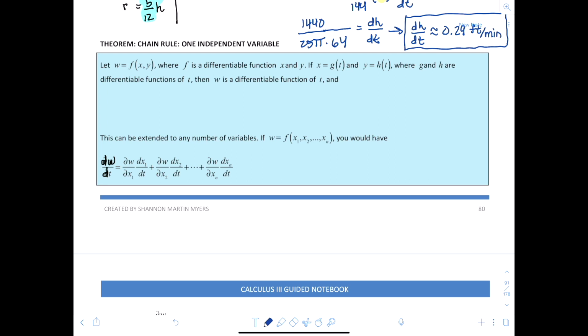Theorem, the chain rule for one independent variable. So let's say you've got w equal to some function f of x and y, where f is a differentiable function of x and y. If x is equal to g of t and y is equal to h of t, where g and h are differentiable functions of t, then w itself is a differentiable function of t, and dw/dt is equal to the partial derivative of w with respect to x times dx/dt, plus the partial derivative of w with respect to y times dy/dt.